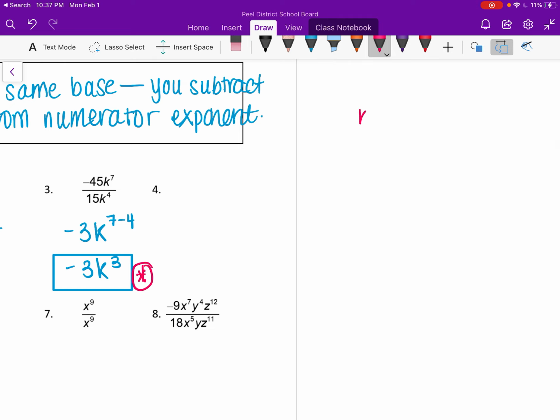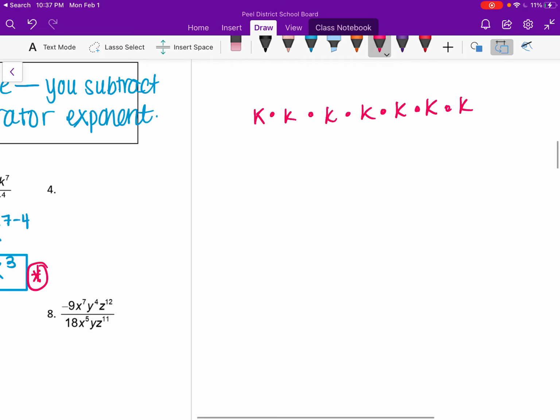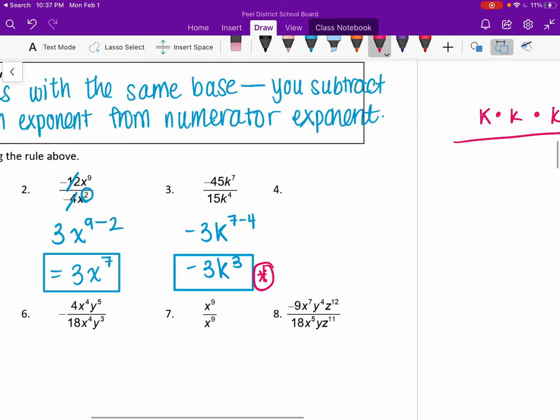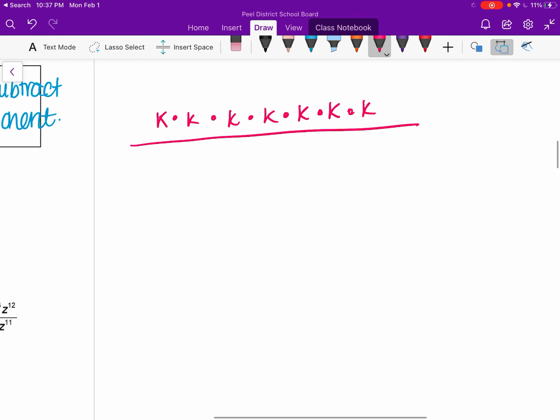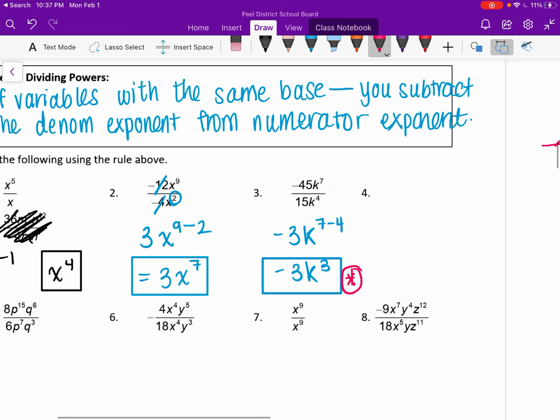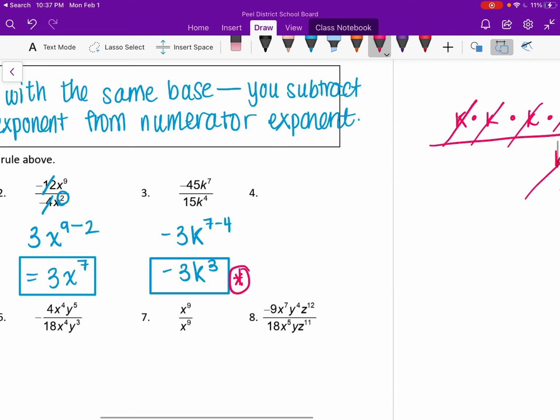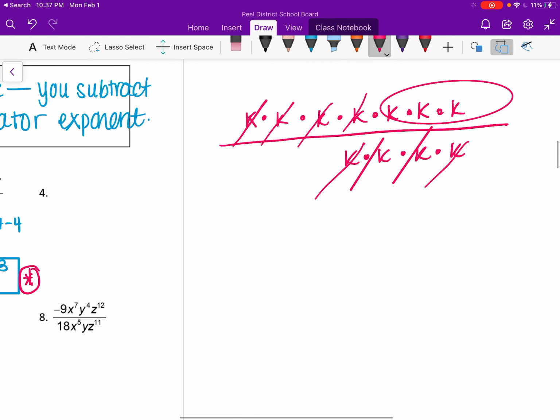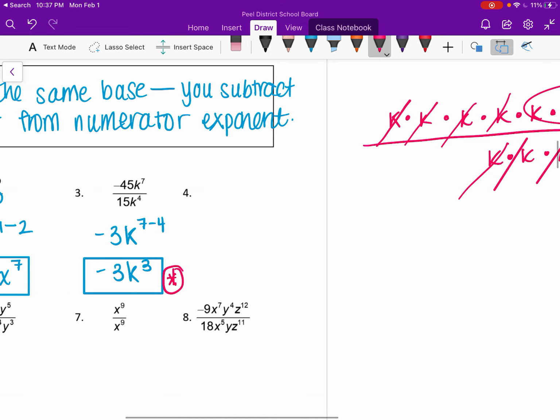The reason this happens is because you have k times k, because you have k to the 7, right? So 1, 2, 3, 4, 5, 6, 7, right? You have 7 k's divided by, and it says it's 4k at the bottom. So you have 1, 2, 3, 4, right? So just go ahead and cross out 1, 2, 3, 4. What are you left over with? You're left over with 3 k's. So you know that your answer is negative 3k to the power of 3. And the k's are at the top, so it's not a negative. Okay?